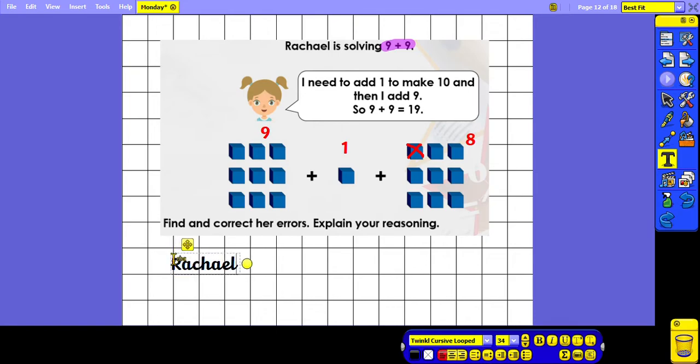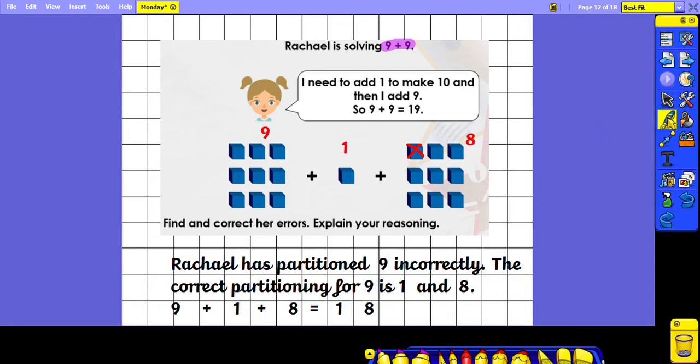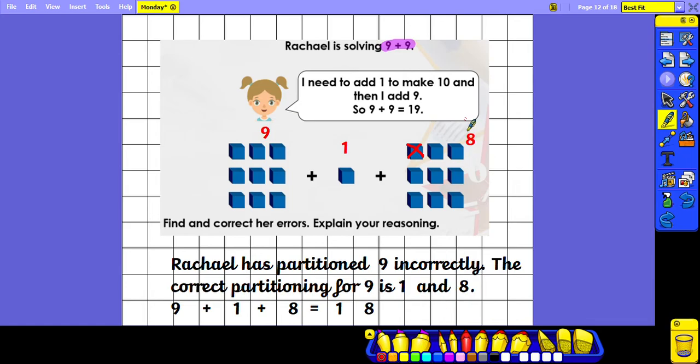So Rachel has partitioned 9 incorrectly. The correct partitioning for 9 is 1 and 8. And the number sentence to go with it would be 9 add 1 add 8 equals 18. So that's how she's ended up getting the wrong answer.